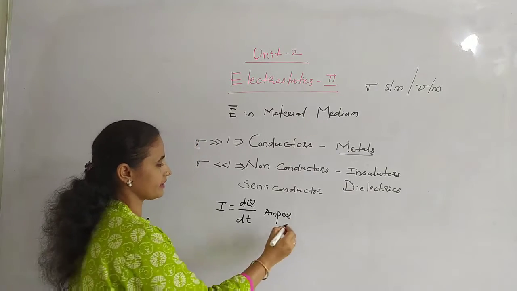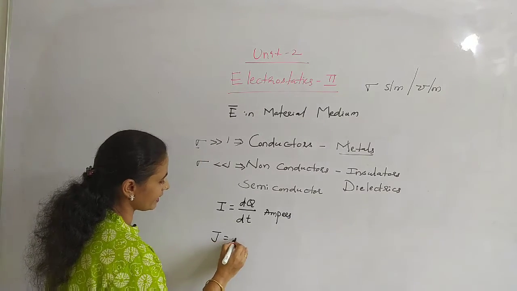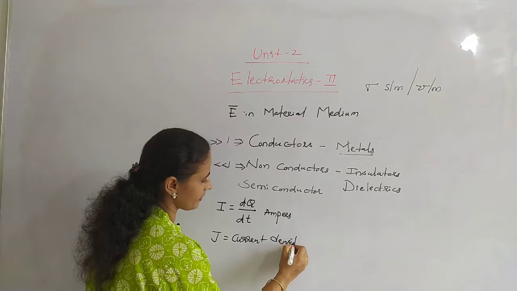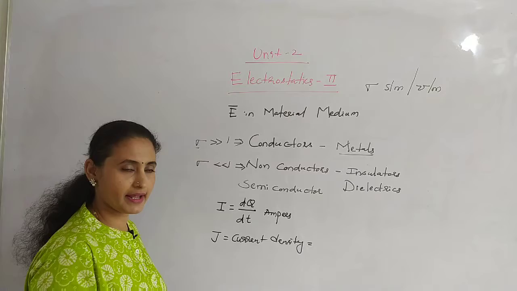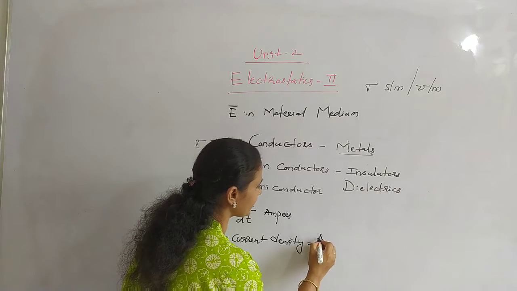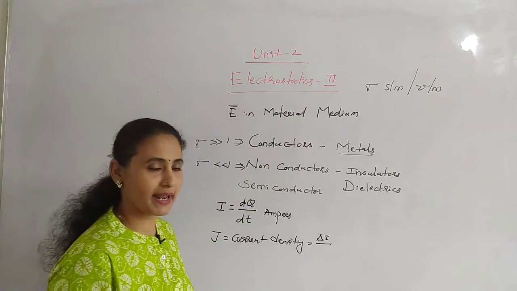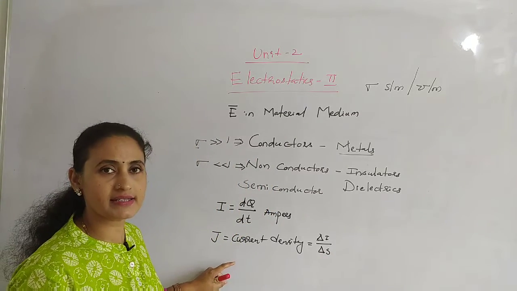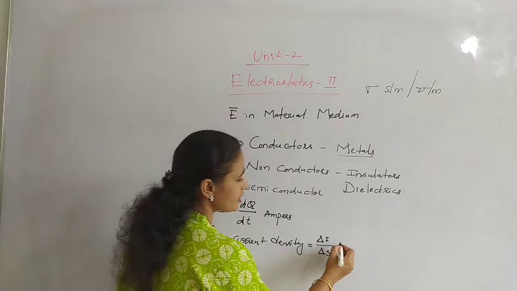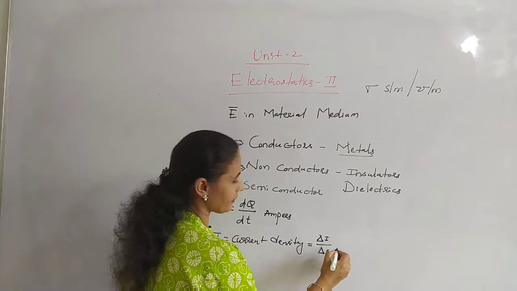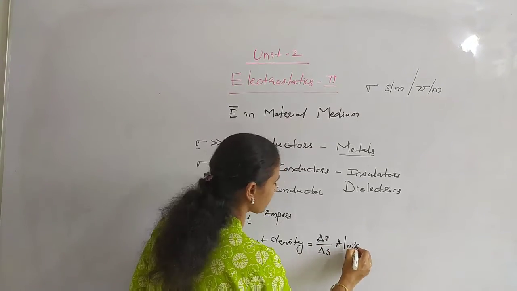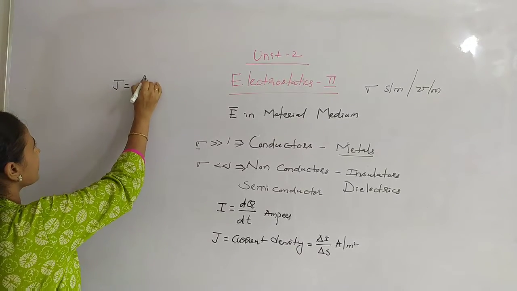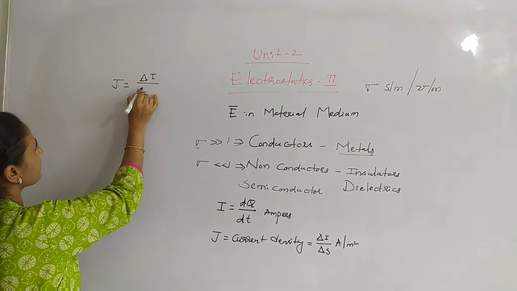Now the current density, J, is defined as the amount of current, delta I, passing through a planar surface of delta S. It is called the current density of that particular surface. The unit is ampere per meter square. So J is given by delta I by delta S.